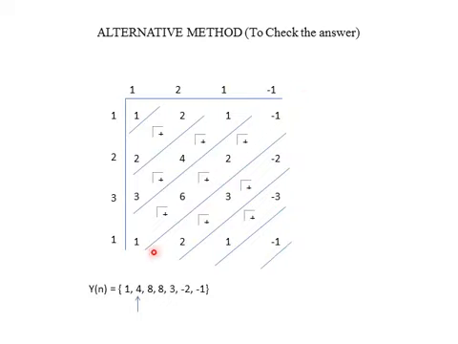After multiplication is over, we have to draw diagonal lines like this, till the end. Having drawn these diagonal lines, we have to sum up all the samples in the diagonals. Here we have only one sample, which is 1, so y of n will be 1. Next we have two samples, which is 2 plus 2, 4. Then it is 4 plus 3 plus 1, which is 8.